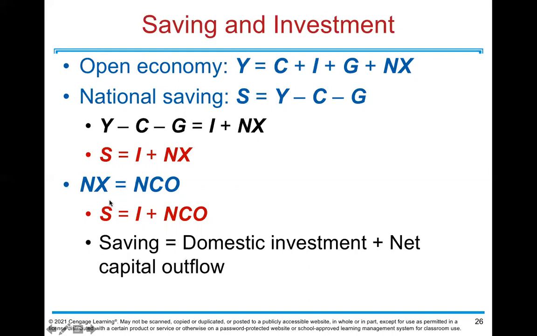By the same token, we know that net exports equals NCO. So we can rearrange this equation to say S equals I plus NCO. And this is saying that your saving is going to equal your domestic investment plus net capital outflow.